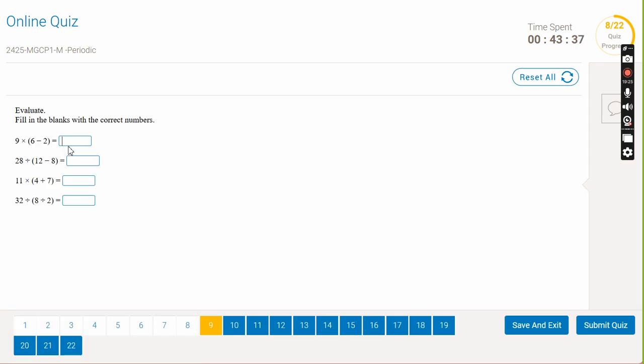Here, again, you will do what's in the parentheses first. So 6 minus 2 is 4, so 9 times 4 will give you 36. The next one, 12 minus 8 is 4. 28 divided by 4 is 7. The next one, 7 plus 4 is 11, so 11 times 11 will give us 121. The next one, 8 divided by 2 is 4, 32 divided by 4 is 8.